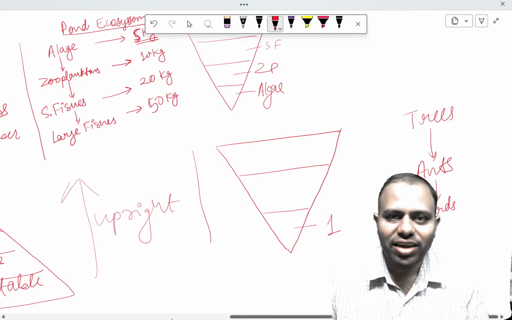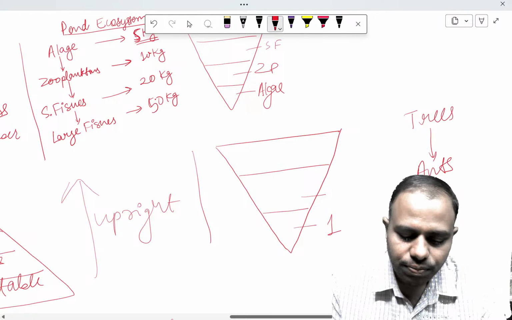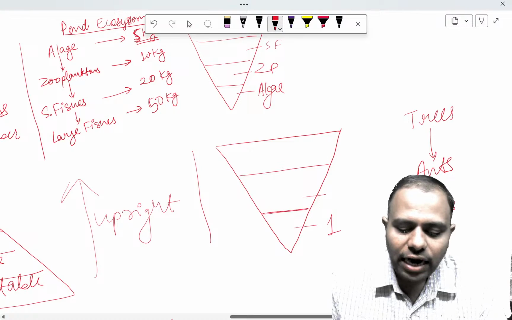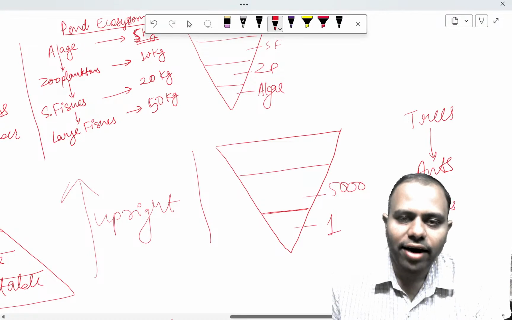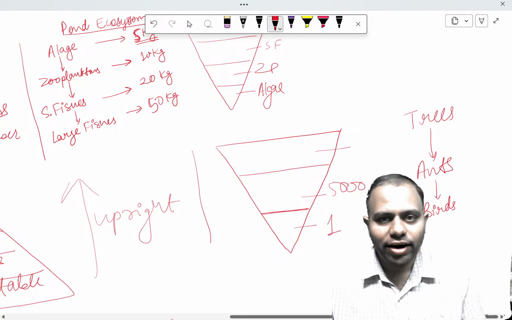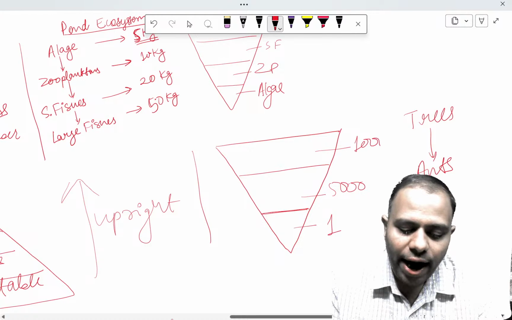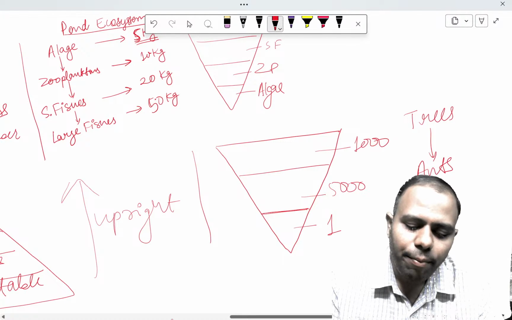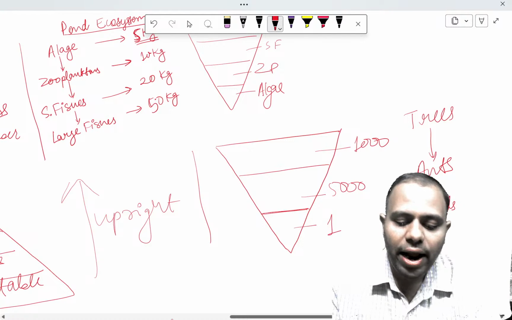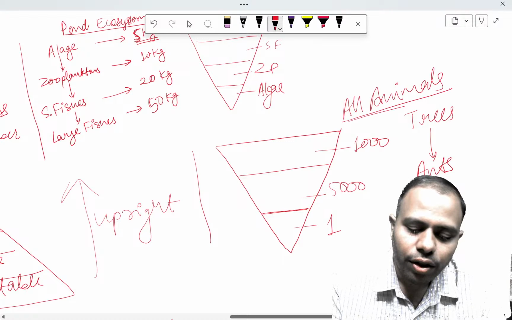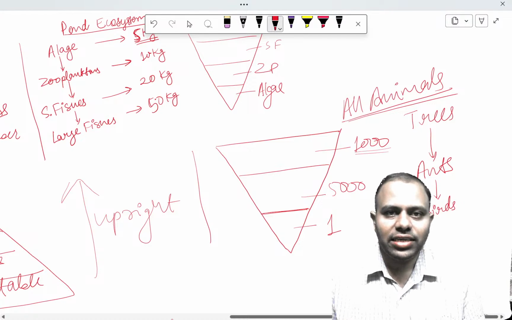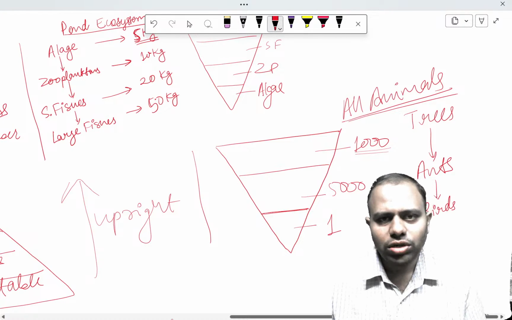Suppose the ants that are feeding on a fruit of a tree, or a tree, maybe 5,000 ants are there, okay. Suppose 5,000 ants are there. Now these 5,000 ants can be eaten up by 1,000 birds. By the number of birds I mean different kinds of animals that eat ants, okay. It is not only birds, all animals that eat ants. So their number is roughly 1,000. This is just an example, okay.